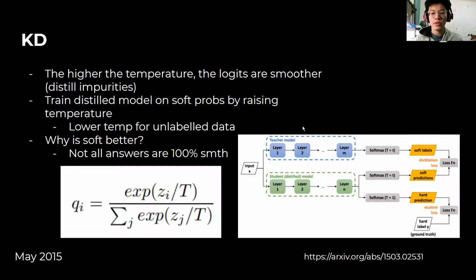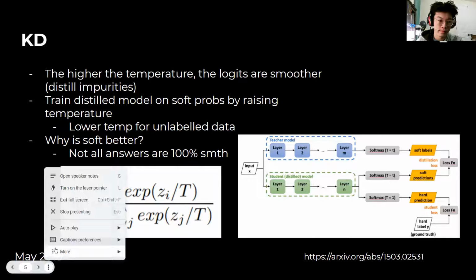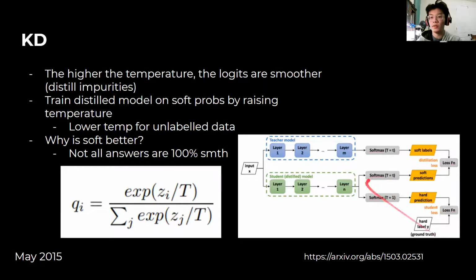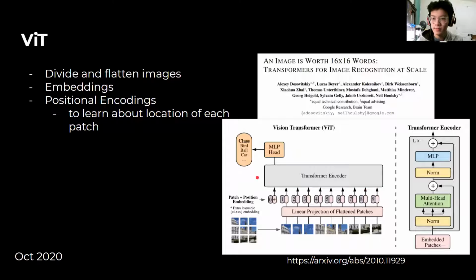So yeah, basically, the student model is just learning from the outputs of the teacher, but not always from just the hard labels of the ground truth. And that's it for knowledge distillation. We'll go back to vision transformer.